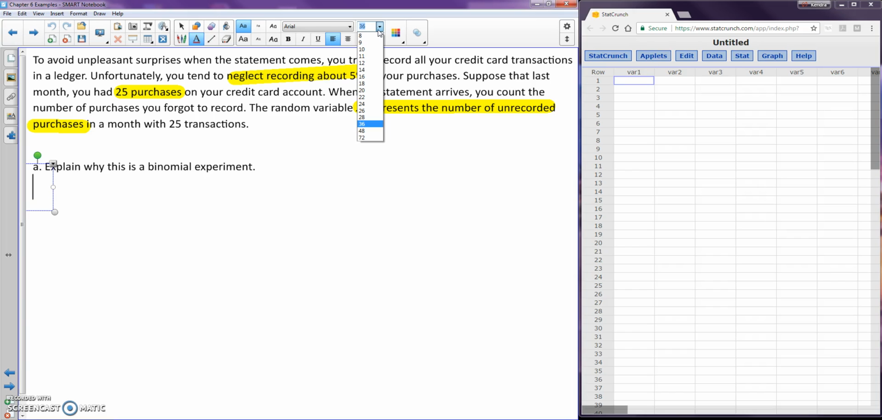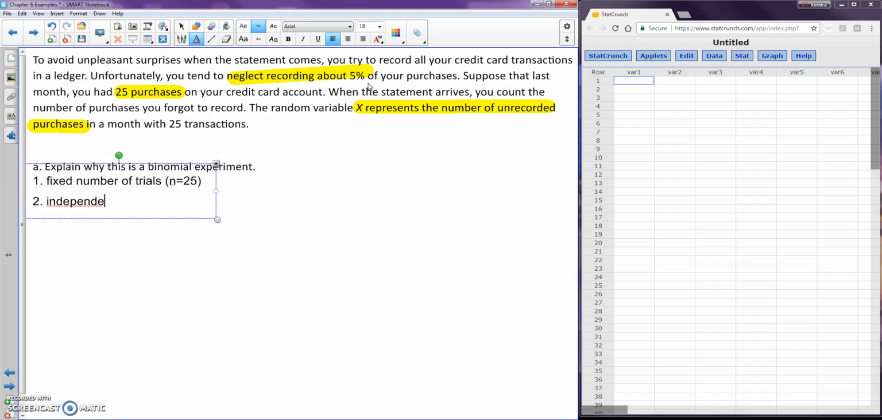There are 4 criteria, so be careful here. With binomials, sometimes we're led by that prefix to think that there are 2 conditions, but remember there are 4 conditions, and one of those conditions has 2 criteria within it. So let's look at our 4 conditions here. We have a fixed number of trials. In this case, that is 25, and we represent that with the letter n. We have independent trials.